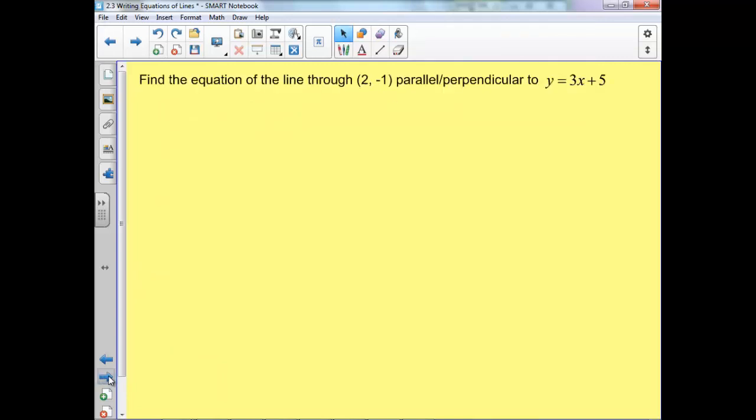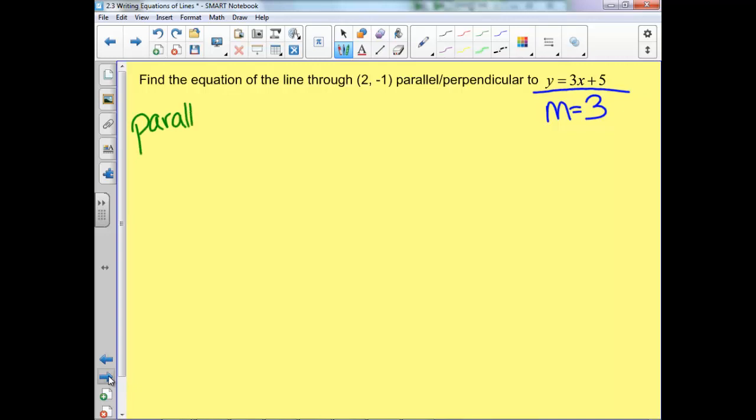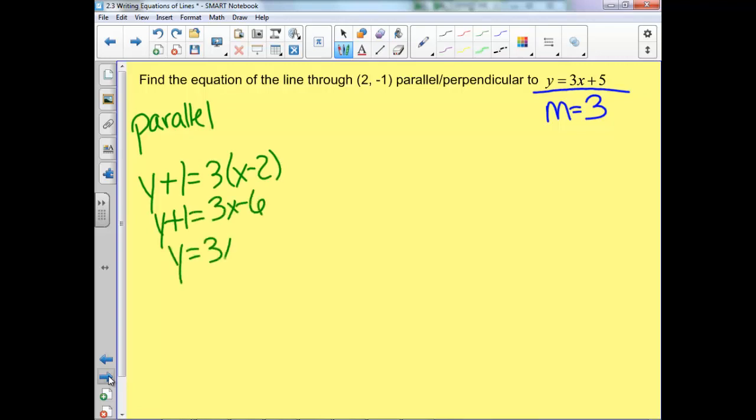So we're going to find the equation of the line through this point, parallel and perpendicular to that equation at the end. So first off, for this equation, we need to remember that our slope is 3. And now for parallel, remember we use the same slope, and now we've got a point and a slope, so we'll use our point slope formula. So there's the equation of the line parallel.